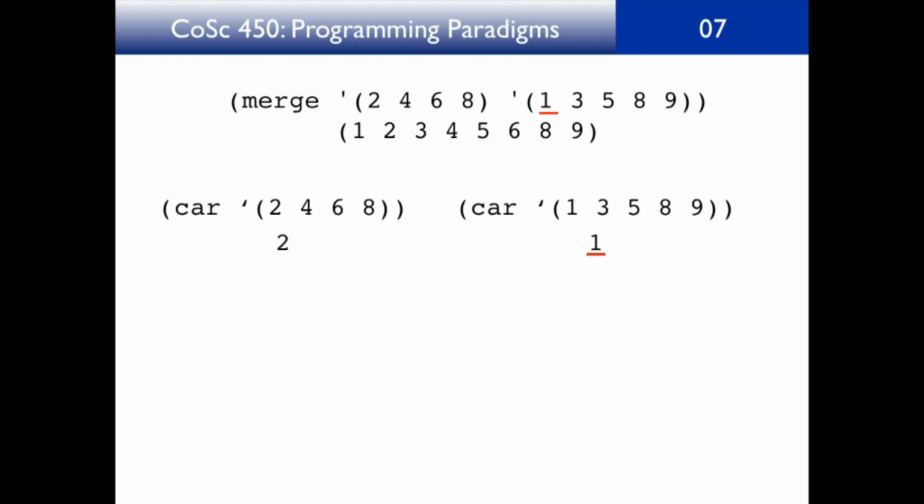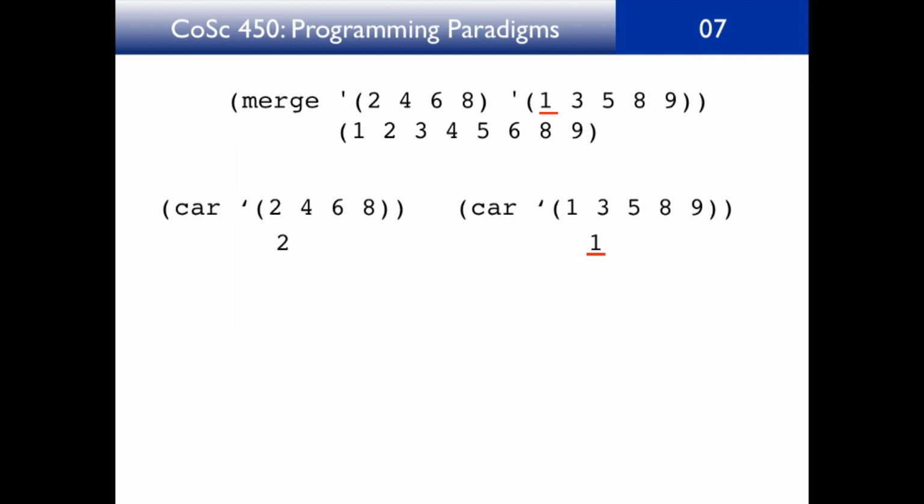And by the way, if either one of those lists is empty, it doesn't have a car, right? So what's the base case? If the first list is empty, what do we do? Return the second list. If the second list is empty, what do we do? Return the first list. Otherwise, we know that each one has a car.